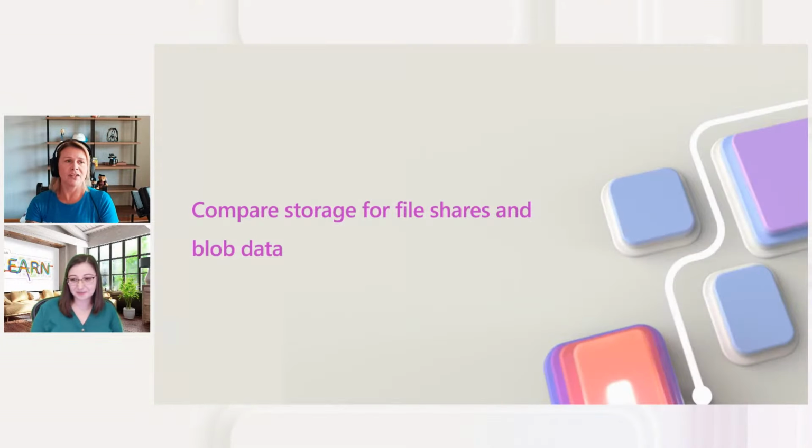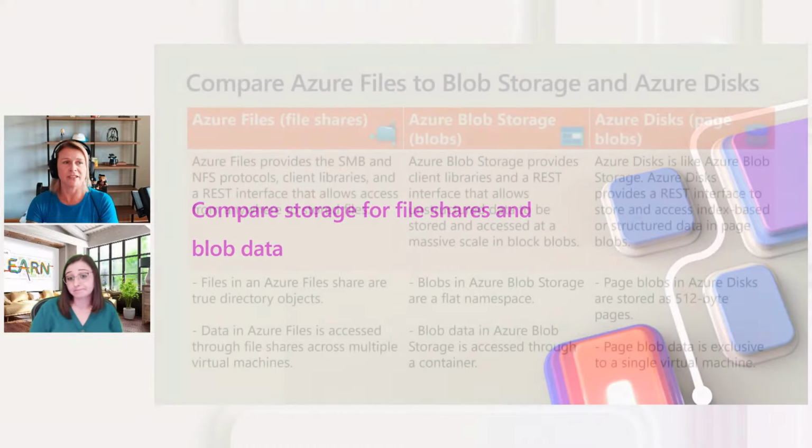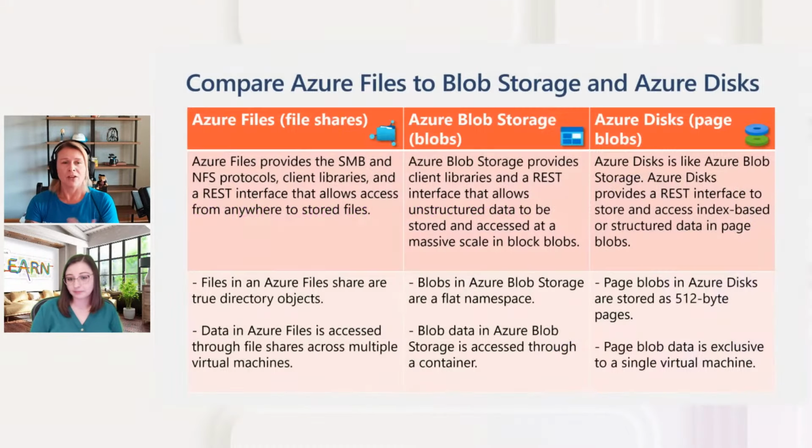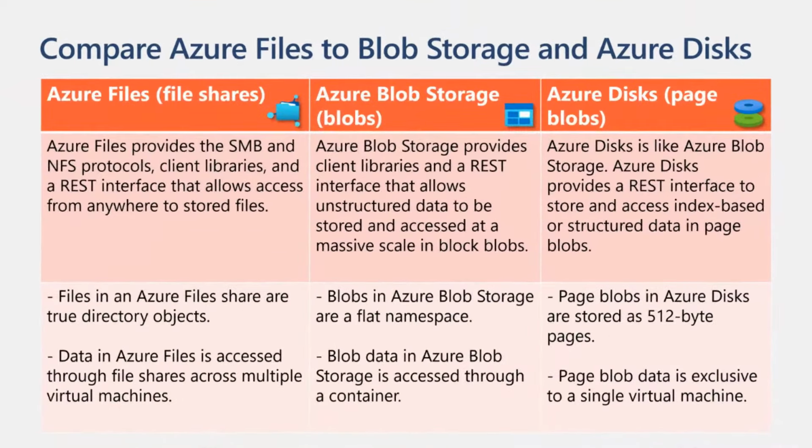So there is blob storage as well. So there's a comparison in this module. What's the difference? So you might not know when to use Azure Files to store data, or when to use Azure Blob or Azure Disk, but it's pretty easy. Azure Files provides SMB and NFS protocol and that REST interface that Amit mentioned, so you can allow access from anywhere. The files are true directory objects. Data in Azure Files can be accessed by multiple people, multiple VMs.